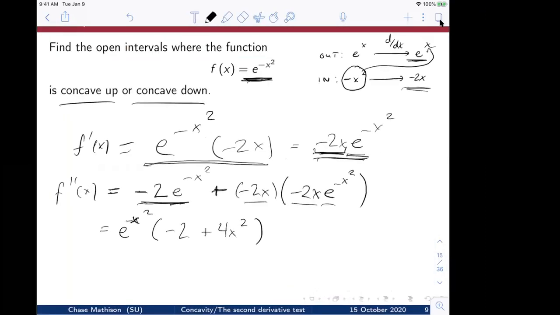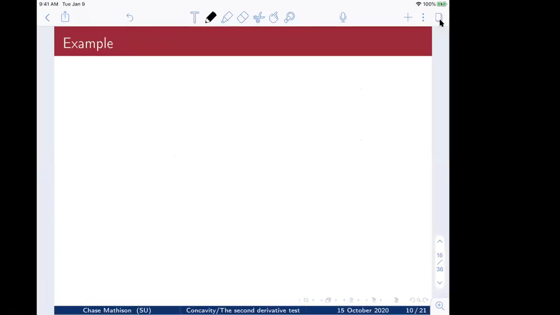All right. And so I need to check where is this increasing and where is this decreasing, right? So what should I do with this then? Set it equal to 0. Yeah, I'm going to set this equal to 0 because in order to find where it's positive and negative, I need to first find where it's 0, and then we'll do what we did for the first derivative, but now for the second derivative. Okay. So I need to solve e to the minus x squared times 4x squared minus 2 is equal to 0.